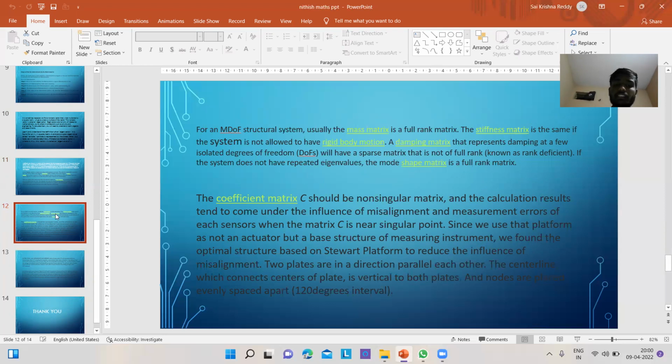The coefficient matrix C should be a non-singular matrix, and the calculation results tend to come under the influence of misalignment and measurement errors of each sensor when the matrix C is near a singular point. Since we use the platform not as an actuator but as a base structure of a measuring instrument, we found the optimal structure based on the Stewart platform to reduce the influence of misalignment.